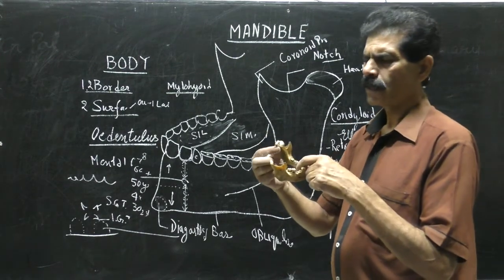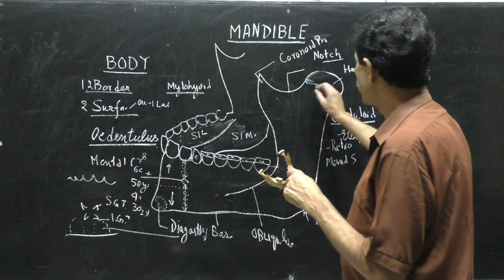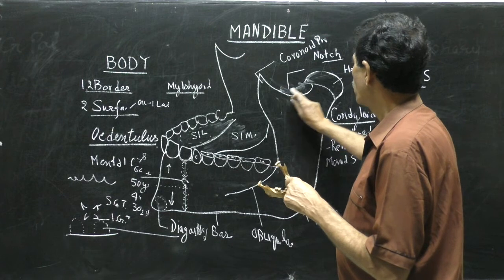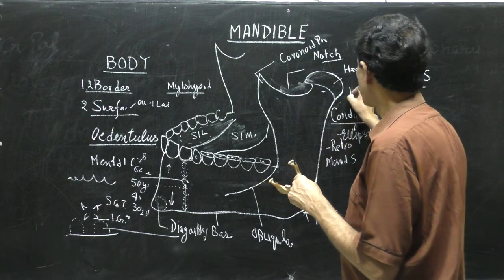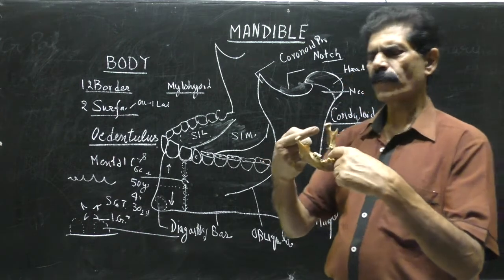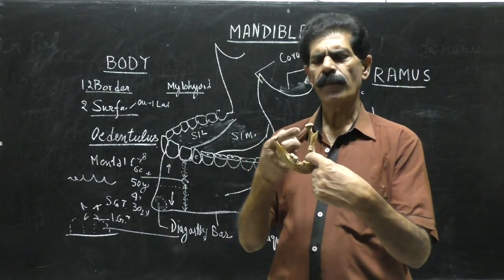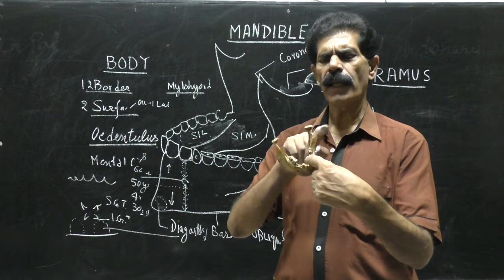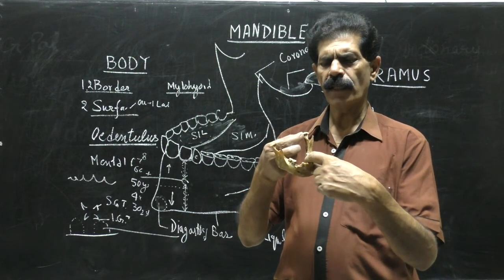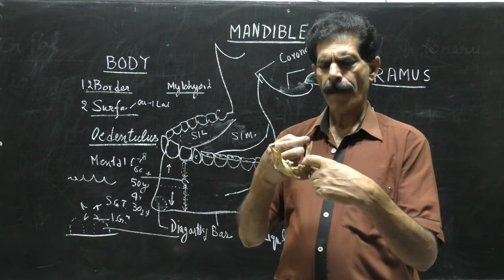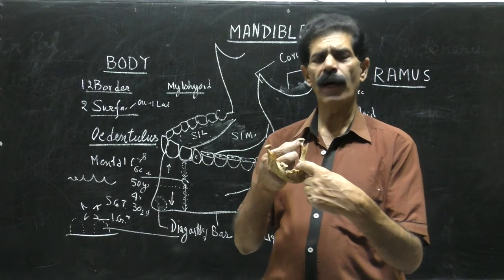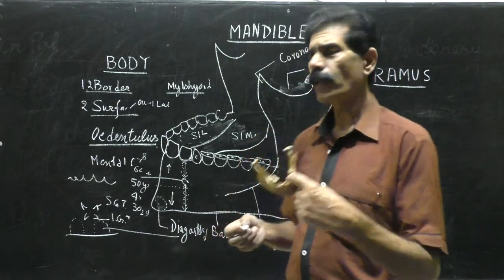Just below the head lies the neck of the mandible. And this neck has got four surfaces: anterior, medial, posterior and lateral surface. The medial part of the anterior surface of the neck bears a fovea which is called the pterygoid fovea.